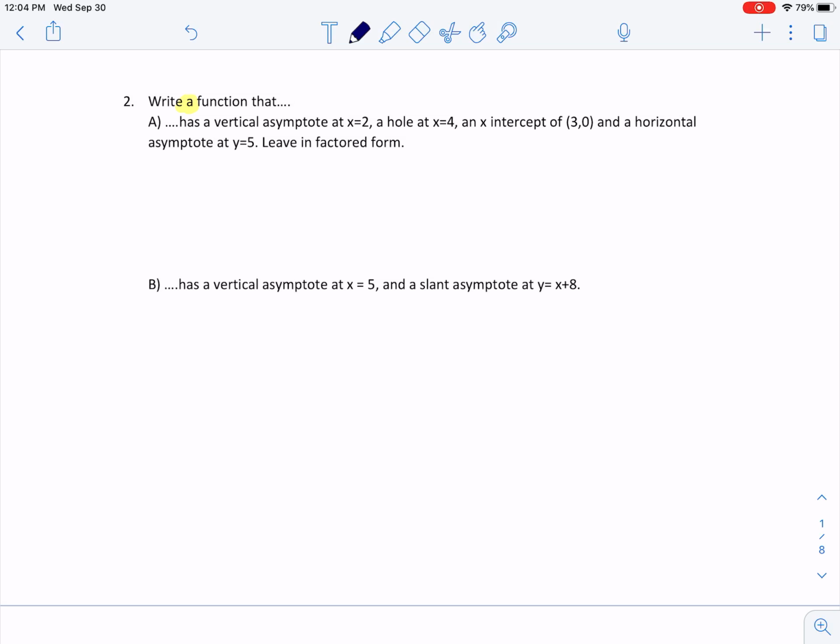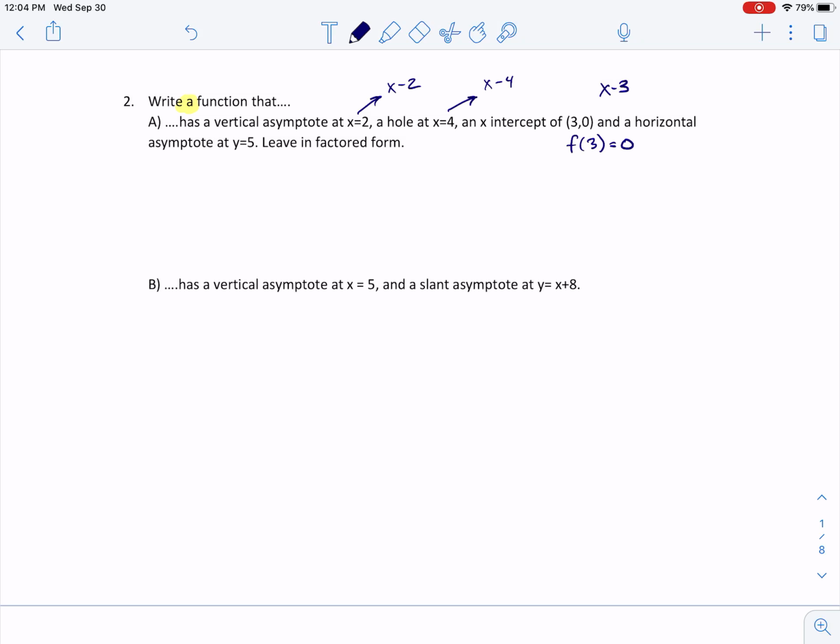That's always my goal. So it has a vertical asymptote at x equals 2, which means that x minus 2 needs to show up in the denominator. It has a hole at x equals 4. So that means x minus 4 needs to show up in both the numerator and the denominator. With an x-intercept of 3, that tells us that when I plug in 3, f of 3 needs to equal 0. So what I'm going to look for on the top is something like x minus 3.